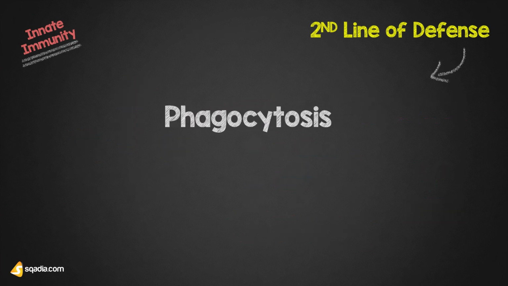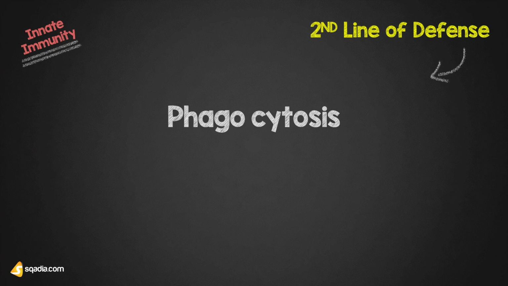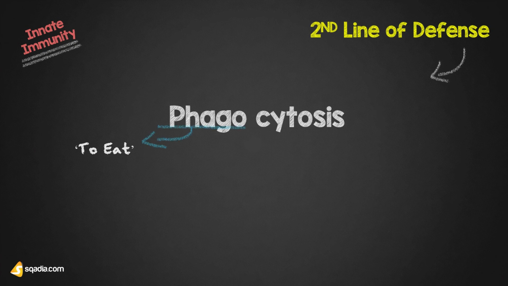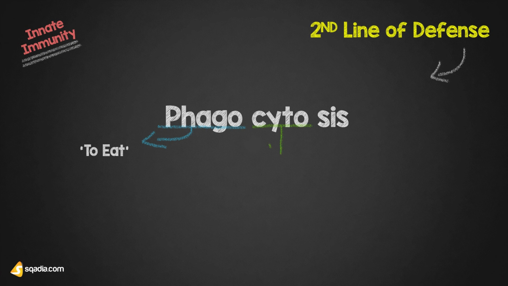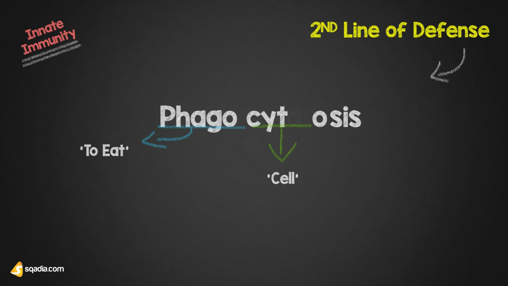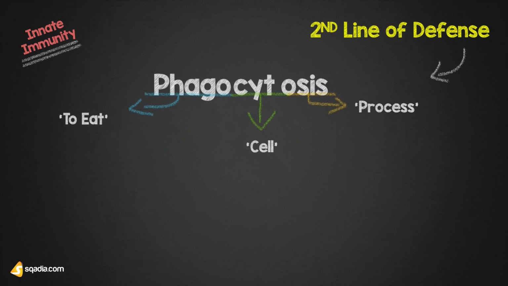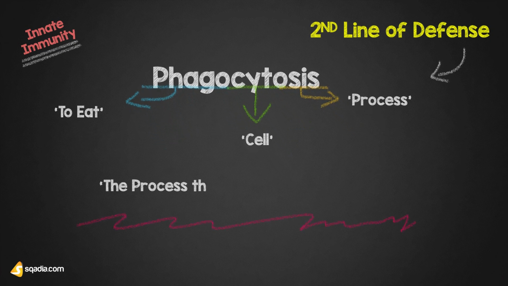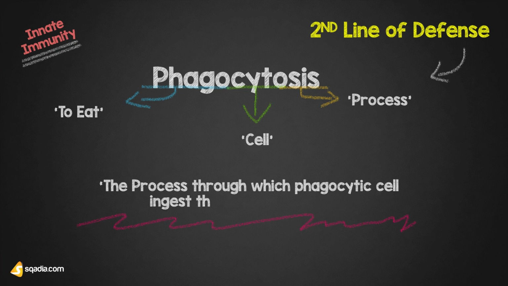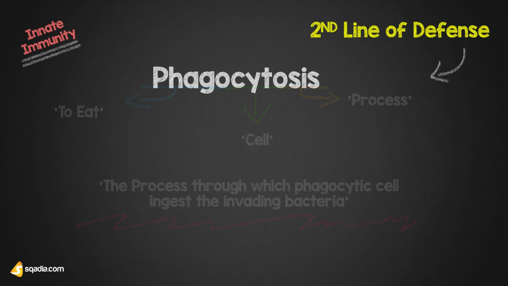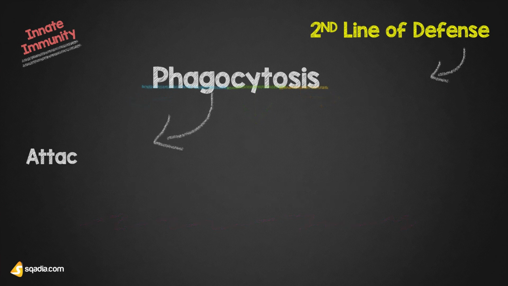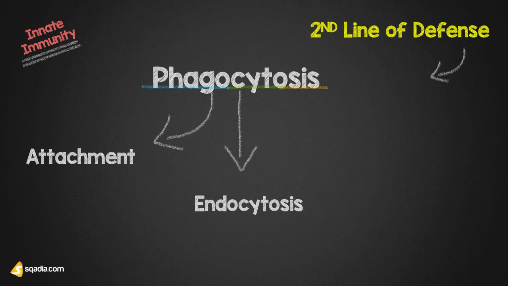Now if we break down the word phagocytosis. Phago means to eat. Cyto means cell or hollow vessel, and osis means condition or process. Thus, phagocytosis can be defined as cell eating. To put it another way, it is the process through which phagocytic cells ingest the invading bacteria. The process of phagocytosis takes place in steps, but at a rapid speed. There are 3 steps in the process of phagocytosis.